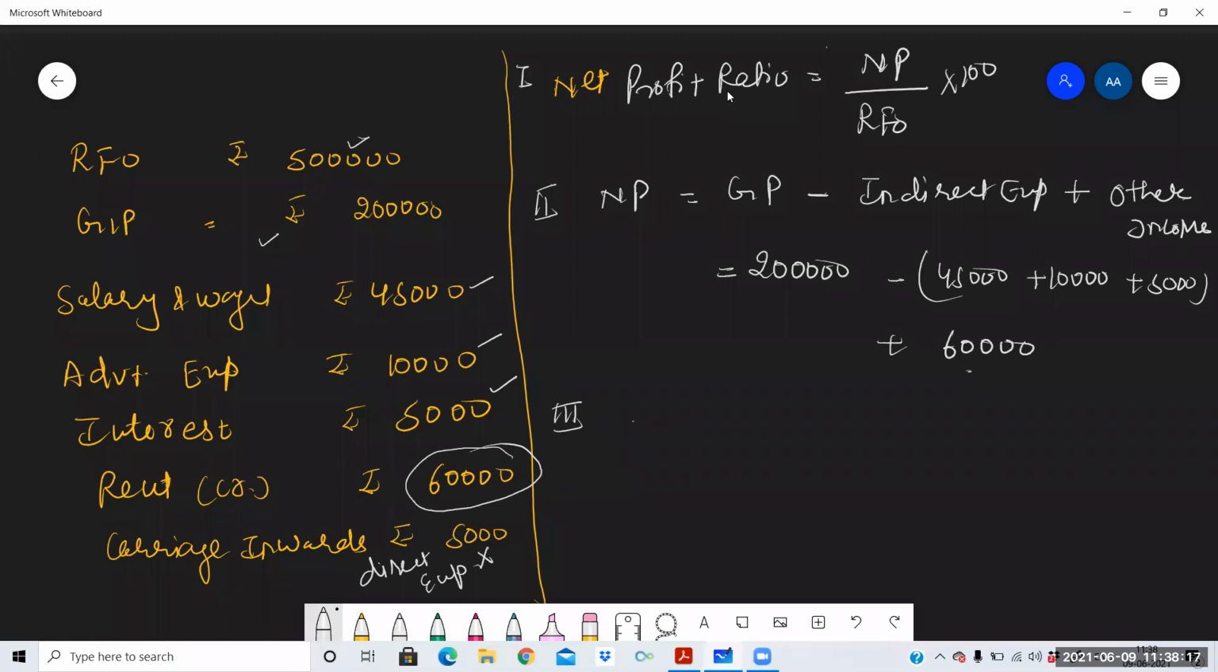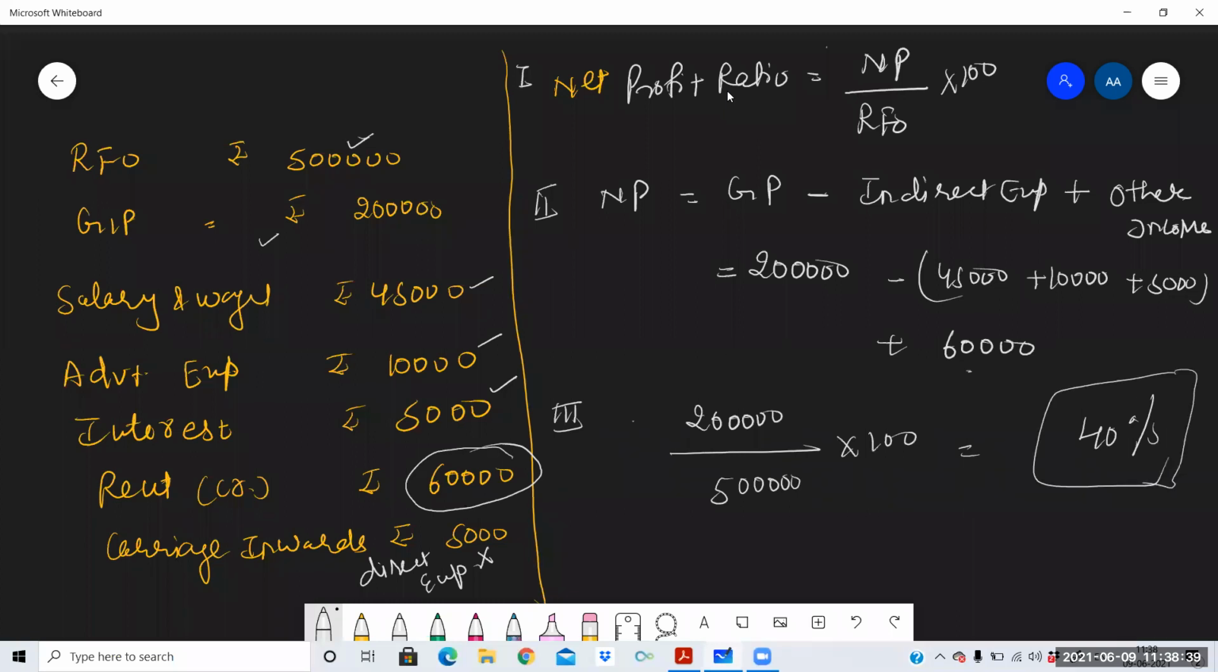So now do the third step, find out the other variable. But as you can see that it is directly given, so you need not do the third step. Just go to the fourth step, but the numbering will be 3. So net profit is 2 lakh upon RFO, which is 5 lakh, into 100. So the answer will come 40%. It is really a great net profit ratio, a very high net profit ratio. So I hope I am clear with the topic.